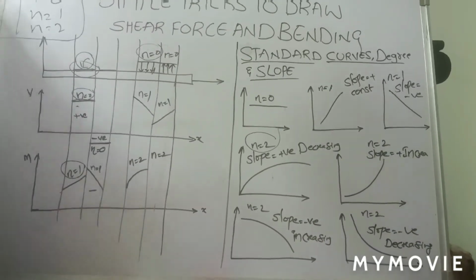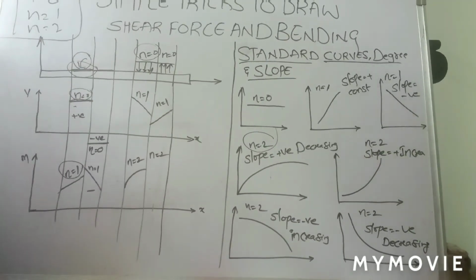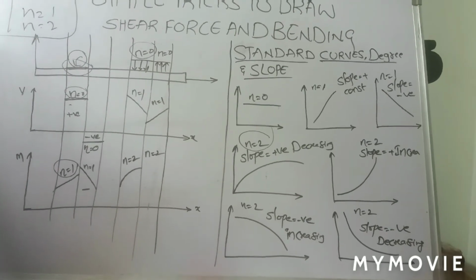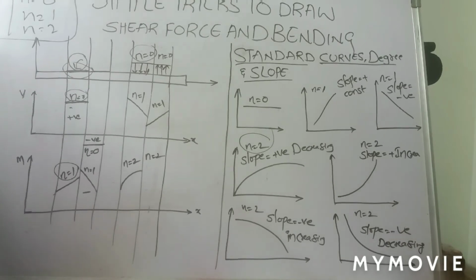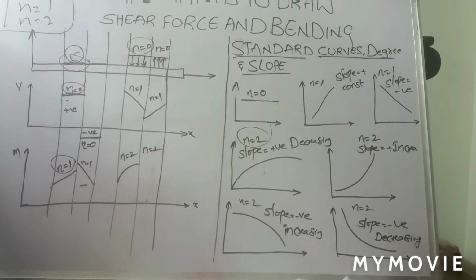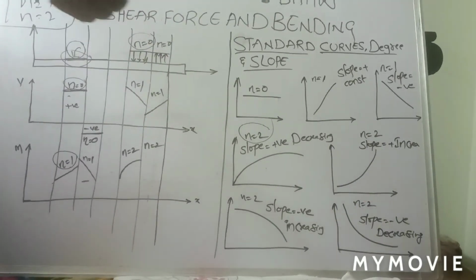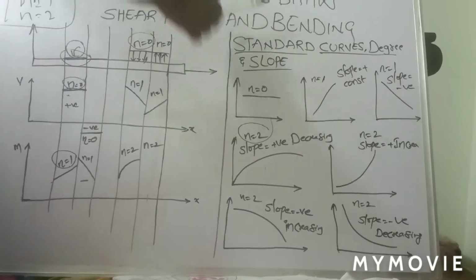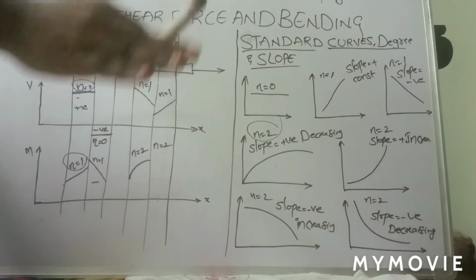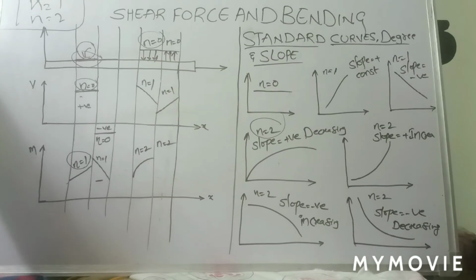Only if you remember this table thoroughly, you can easily draw any kind of shear force diagram and bending moment diagram easily, without worrying about the quantified values, because quantified values are calculations, right? But the shape is where many students fail. Whether it is a straight line or a parabolic curve, they get confused. So if you remember this chart thoroughly, you can easily understand and draw almost all types of shear force diagram and bending moment diagram based on these degrees.